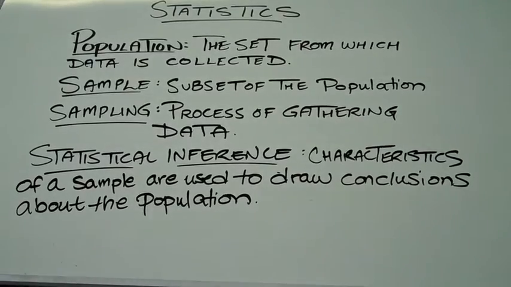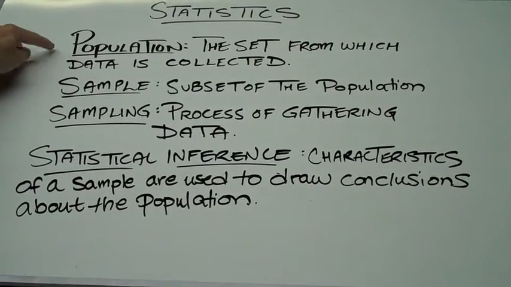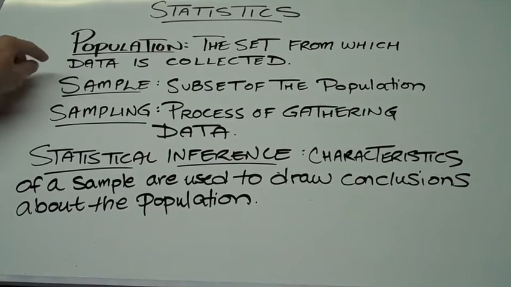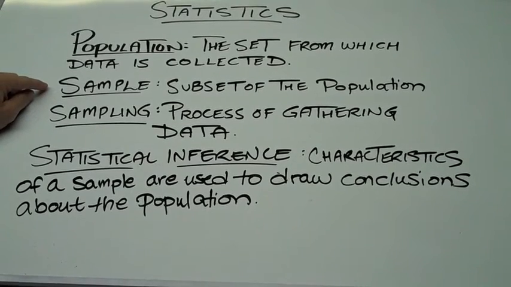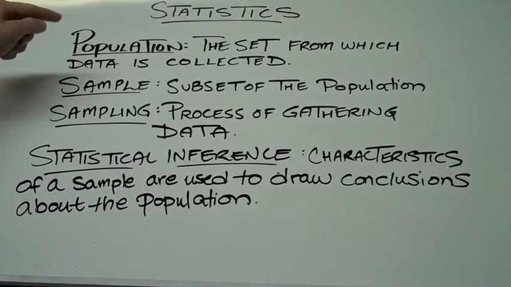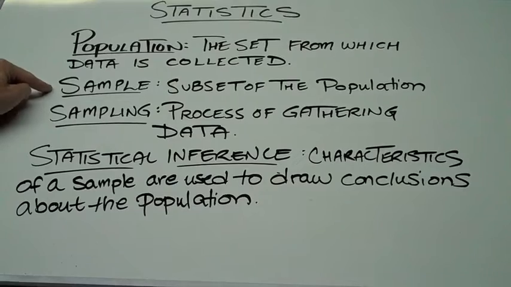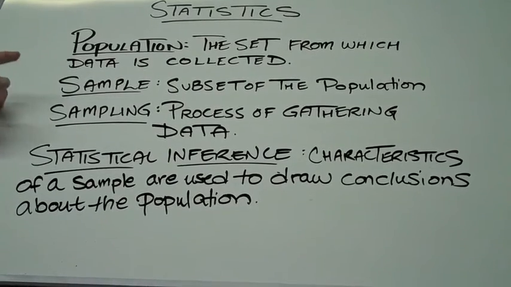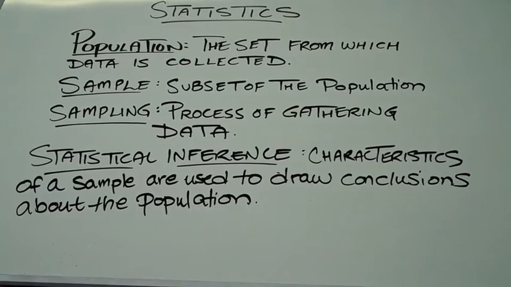Continuing on with statistics here, we have to know what a population is. A population is the set from which the data is collected. Well, if we have a population of people, we want to take a sample, a smaller subset of that population. A sample is a subset of the population. We can't possibly interview or get data from everybody in the population, but we can take a sample which represents the population, hopefully. What is sampling? Sampling is the process of gathering data.